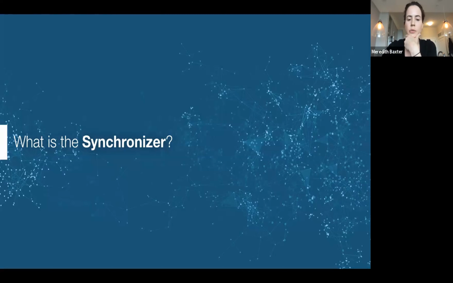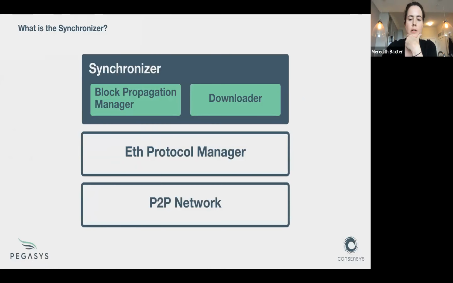To start out, I just want to give a little bit of background. Here I've got kind of a simplified architecture diagram of some of the P2P code. At the base, you can see there's sort of a layered structure.